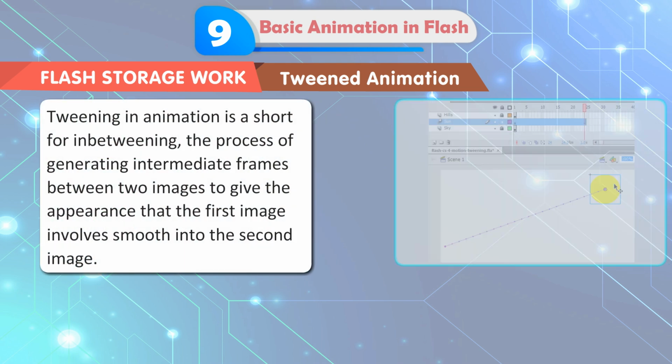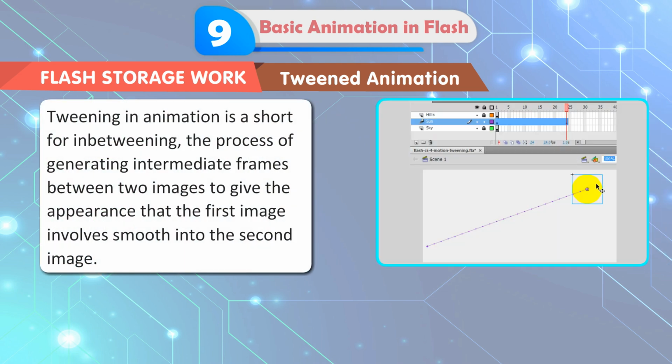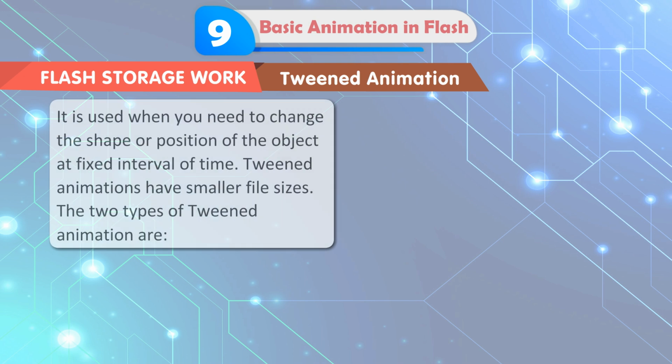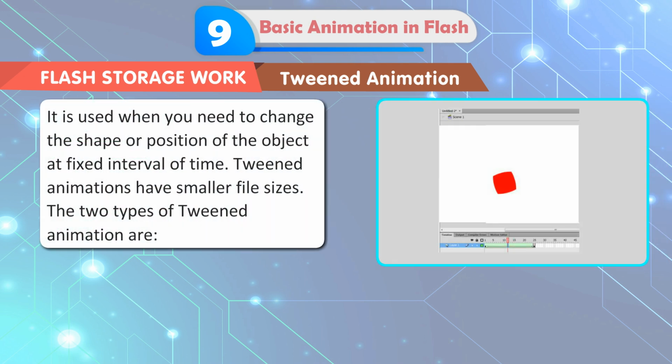Tween animation. Tweening in animation is short for in-between, the process of generating intermediate frames between two images to give the appearance that the first image evolves smoothly into the second image. It is used when you need to change the shape or position of an object at fixed intervals of time. Tweened animations have smaller file sizes.